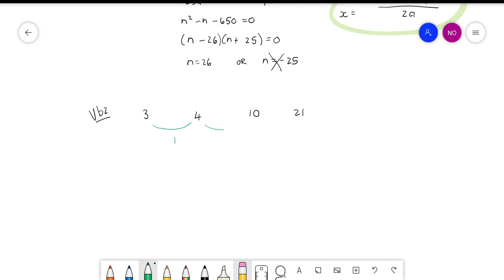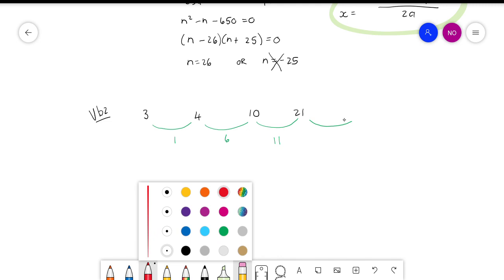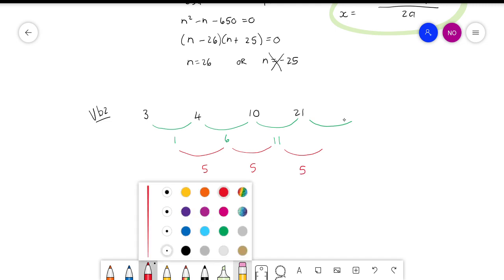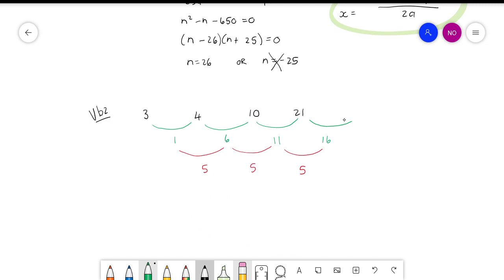1, 6, 11. So in other words, the next loop is going to be add 5. Because this is 5, 5. So add 5, meaning that this must be 16. 21 plus 16 is? So your first answer will be T5 is equal to 37.